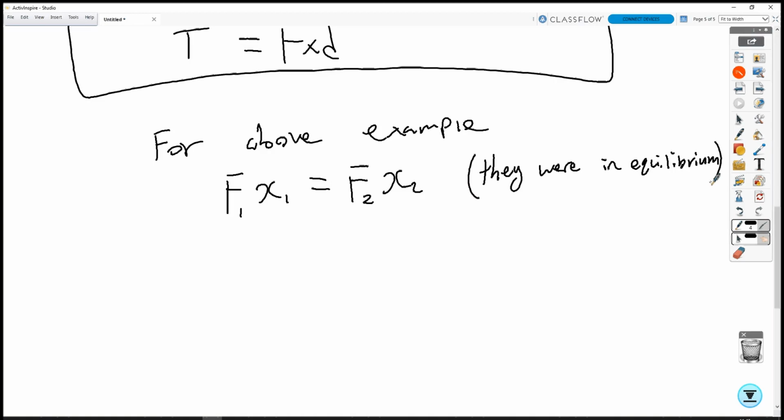Now the fat guy obviously had a larger force because W equals mg, so F equals mg. If the fat guy had a larger mass, that means he had a larger force. However, that's why he was sitting closer to the pivot. He had a smaller distance so that the product of his force times distance was equal to the product of force times distance for the other person, hence allowing them to be in equilibrium.